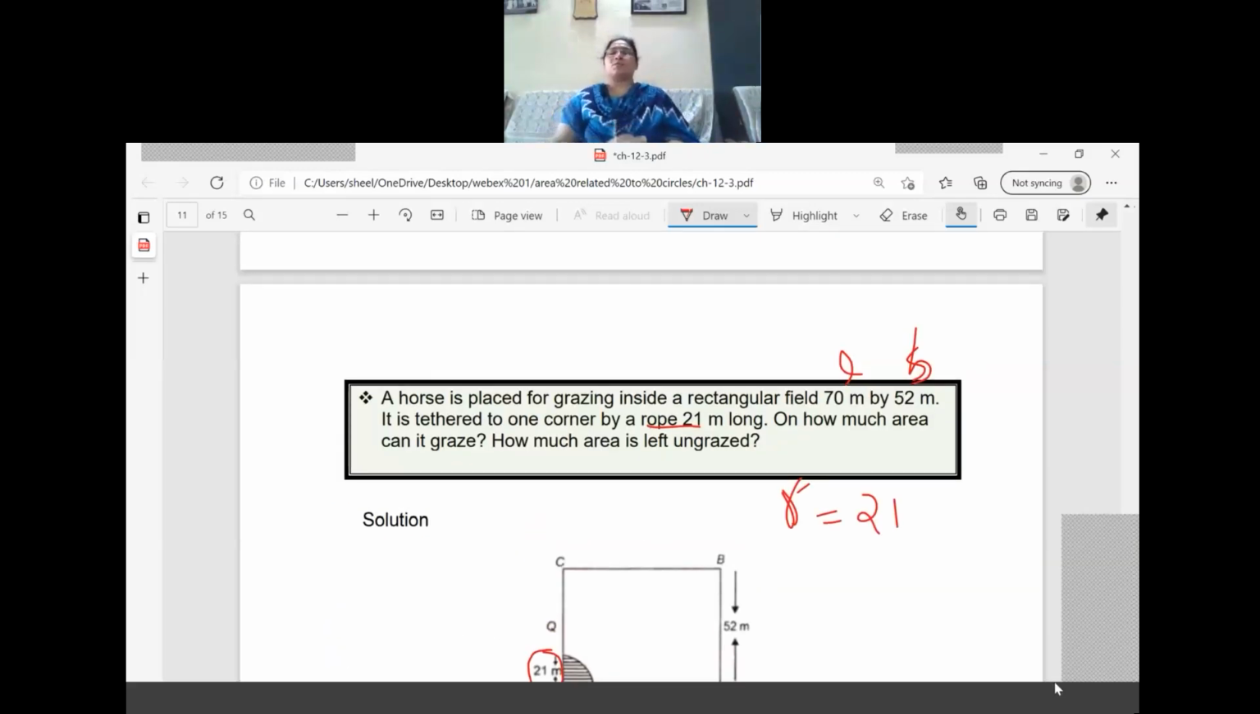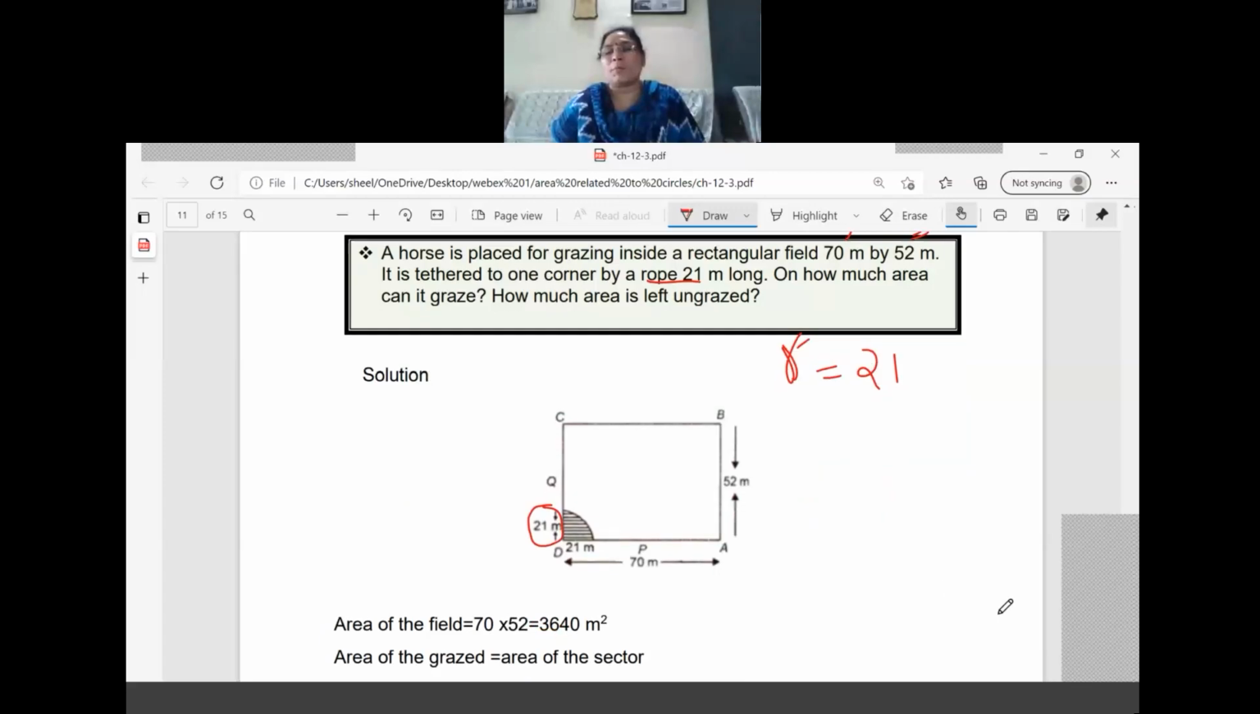Once again, what is the question? A horse is placed for grazing inside a rectangular field 70 meter by 52 meter. So length and breadth is given. So area of the rectangle we can calculate. That is the total area available. But what happened to the grazed part? It is a rope having 21 meter length only. So that area only it can graze. That much area, from the diagram you can make out, is the area of the sector.